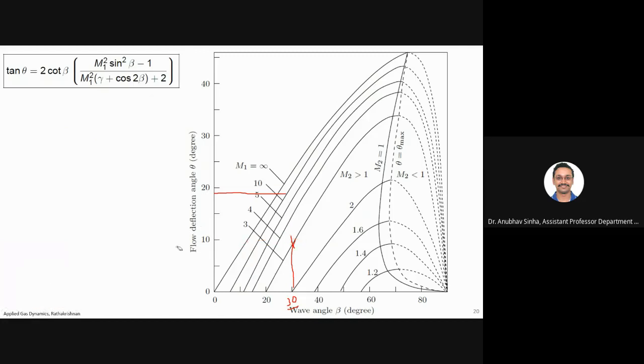Let me explain it once more. What I am saying is that with an increase of Mach number, for the same beta, your theta also increases. That is also evident from this equation. Mach number infinity is the limiting case, so this is the last plot. Is this clear?